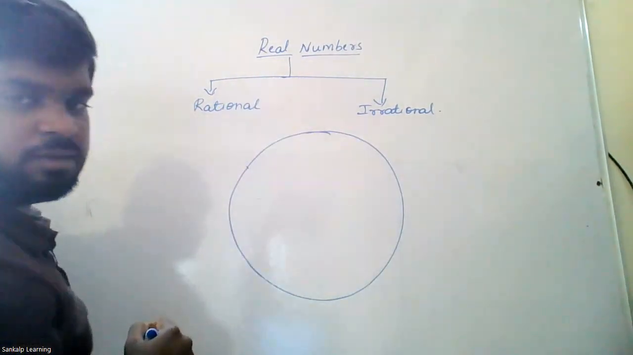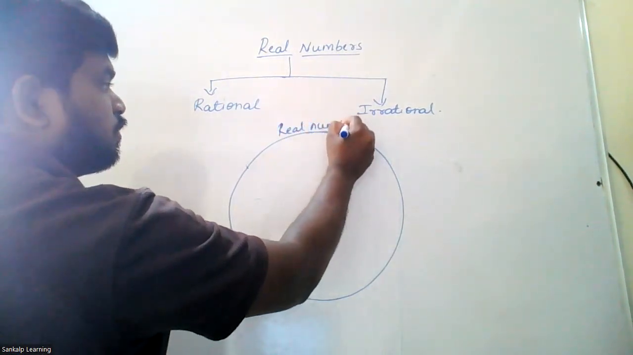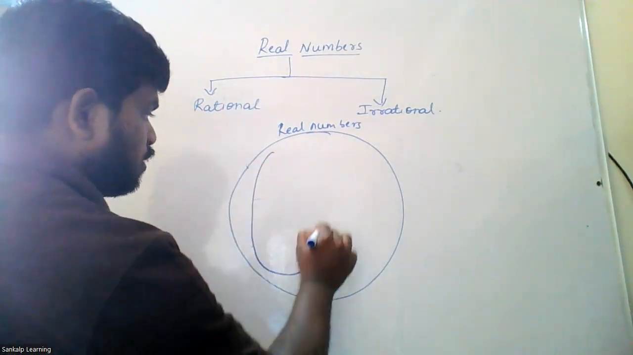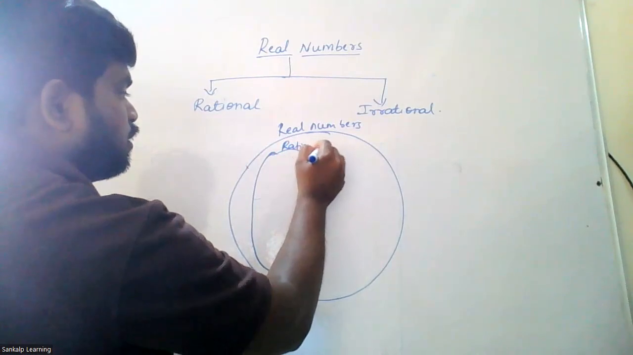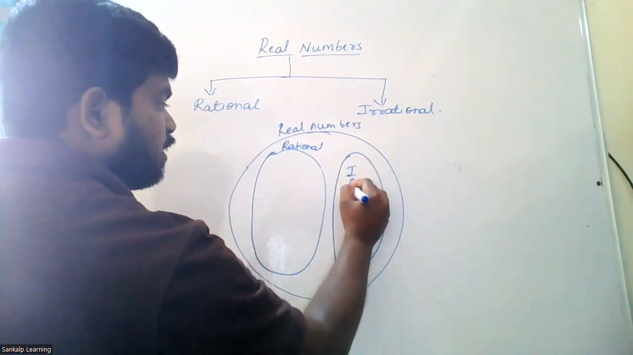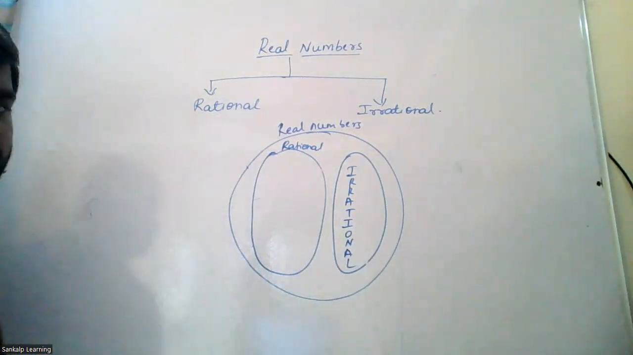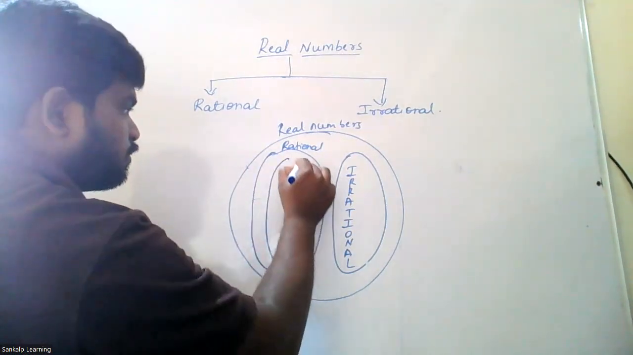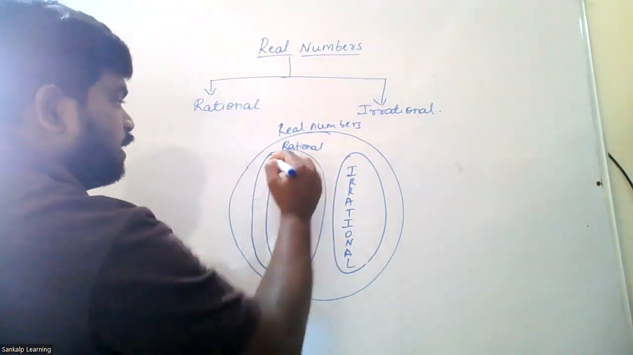Let's take a big circle. This circle is representing real numbers. In this circle there are 2 persons. One is rational, another one is irrational. I'll write irrational inside itself. Inside this rational we have got integers. I'll write Z here, integers.